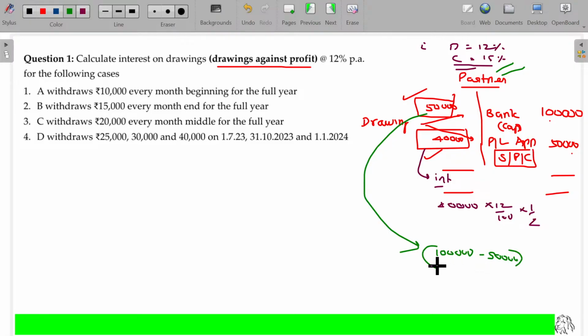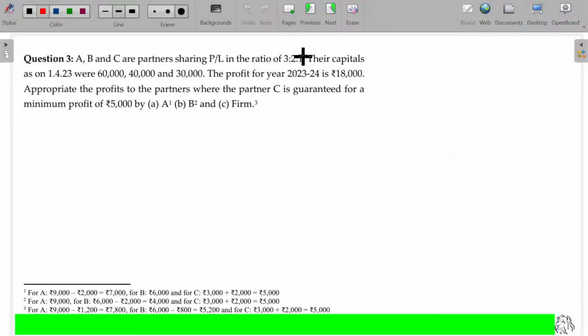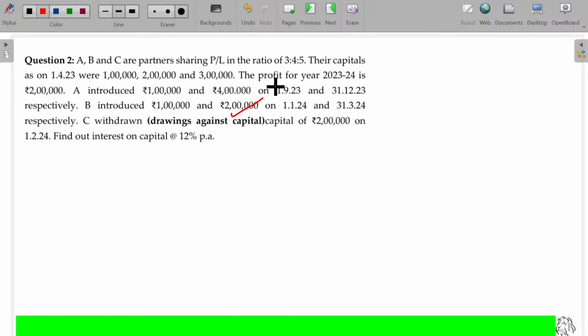So now his capital is only 50,000. For that 50,000 only, this 15% rate of interest is applicable. Hope you are now able to understand the difference between drawings out of profit and drawings out of capital. Here it is all about drawings against profit, and this will be drawings against capital.